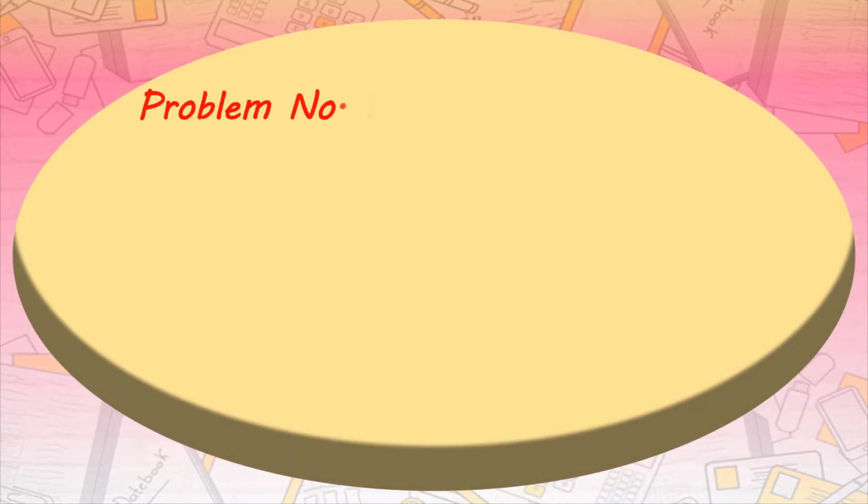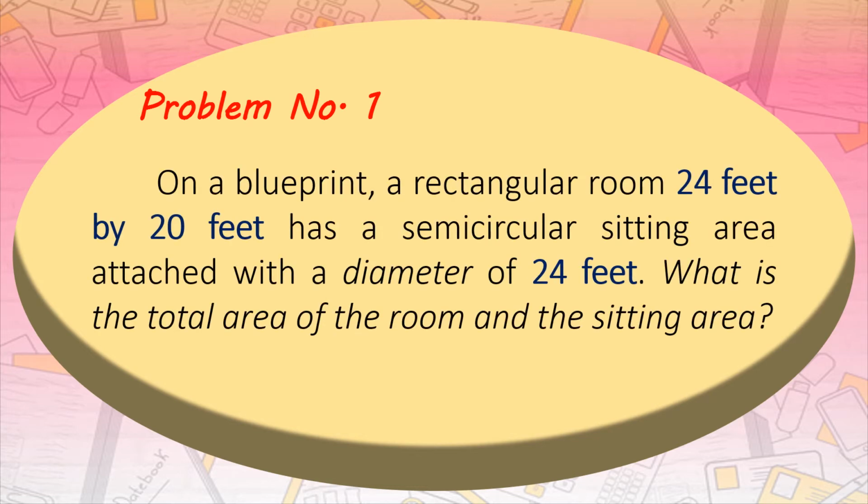So now, let's have problem number 1. On a blueprint, a rectangular room 24 feet by 20 feet has a semicircular seating area attached with a diameter of 24 feet. What is the total area of the room and the seating area?